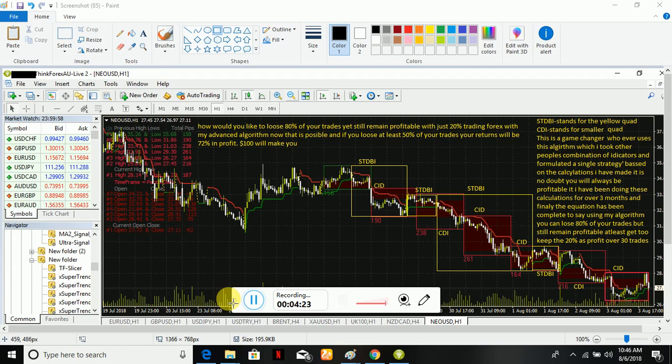For the yellow quad, I call it a quad, since it's a four-sided shape or figure. I cannot call it a square because it's not perfectly, not all the sides are exactly the same, so that's why I'm calling it a quad. And there's also another one which I called a CDI, which stands for conventional day indicator. Okay, now this is how this is gonna work.